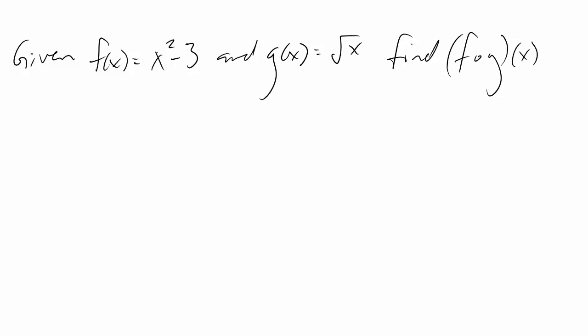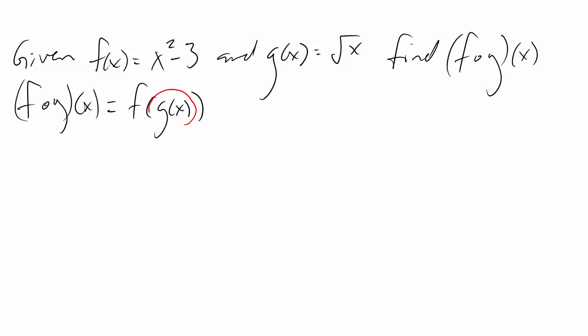Alright, here we are given our function f of x equals x squared minus 3, and the function g of x equals the square root of x, and we're asked to find f composed with g of x. So now when we're talking about f composed with g of x, what this really means is f of g of x. Now, this is helpful because what this allows us to do is just focus on smaller bits and pieces by looking at the order of operations and doing what's inside the parentheses here.